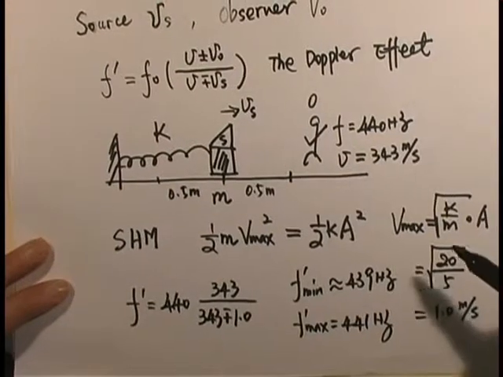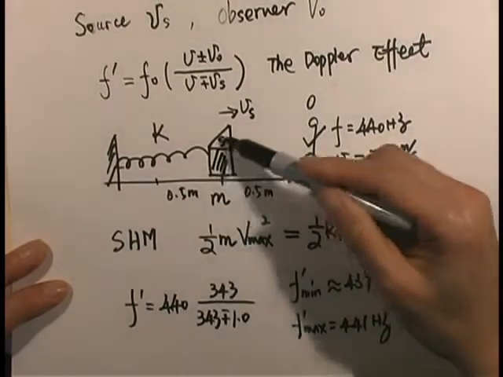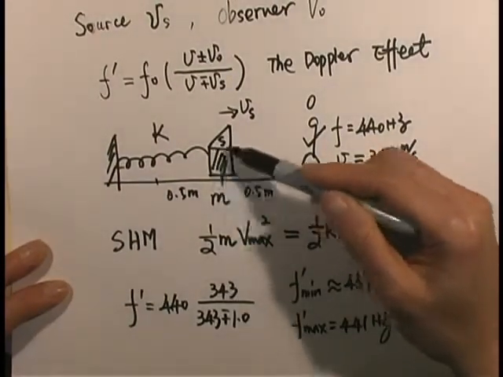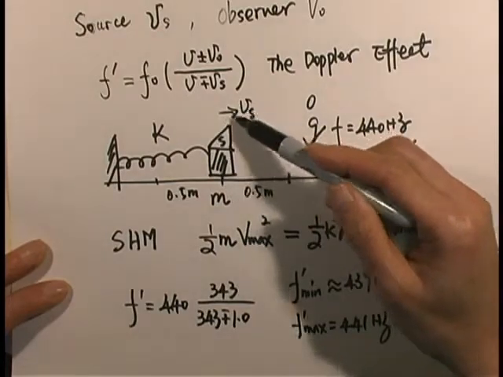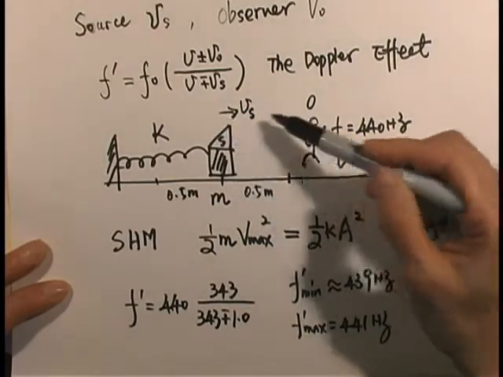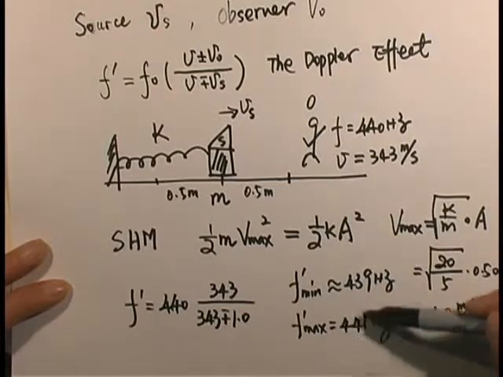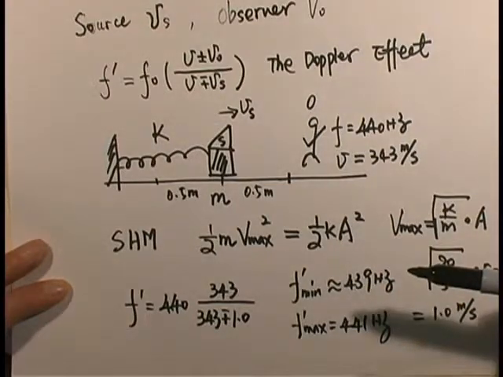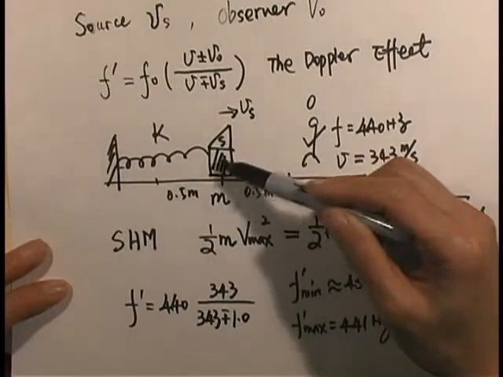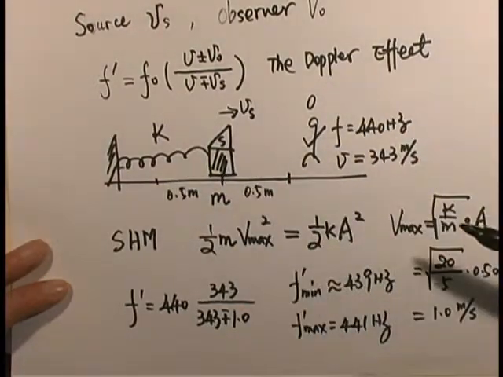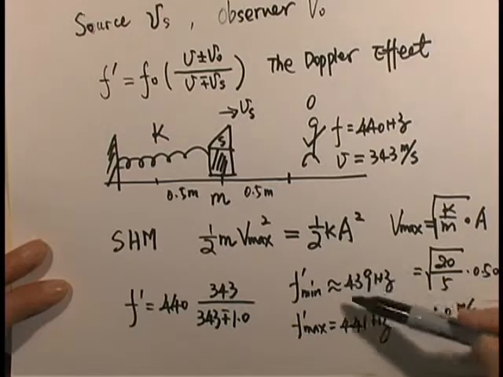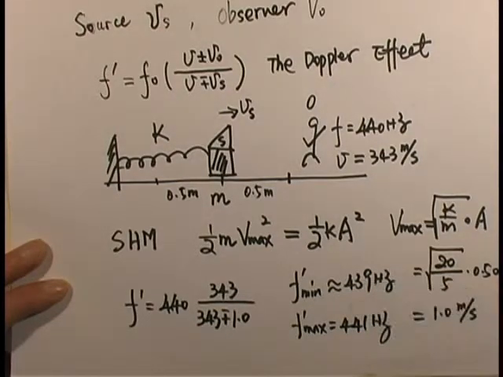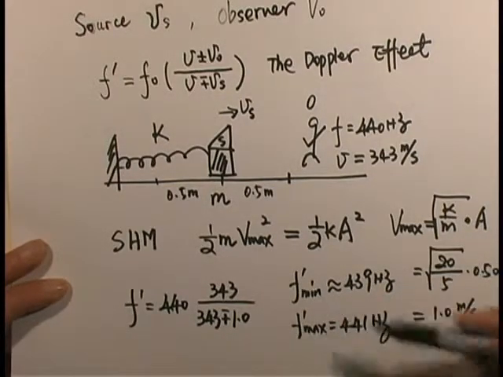So when does that happen? When the block and speaker are at the equilibrium position, moving at the maximum speed towards the observer. The observer receives 441 hertz, the highest frequency the observer will receive. And when this combination moves to the left, away from the observer, the minimum frequency the observer receives is 439 hertz. We're talking about frequency.